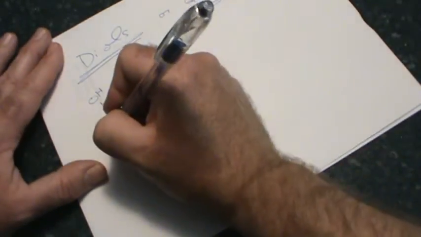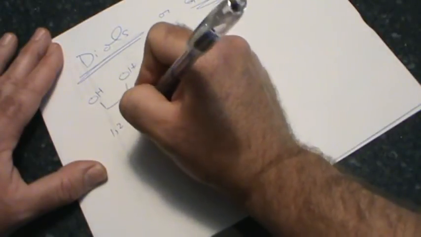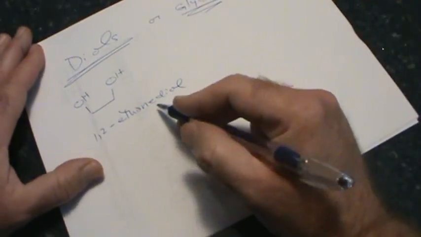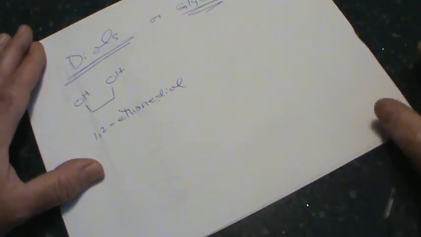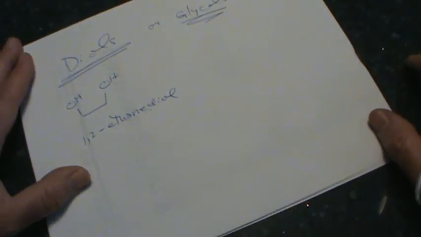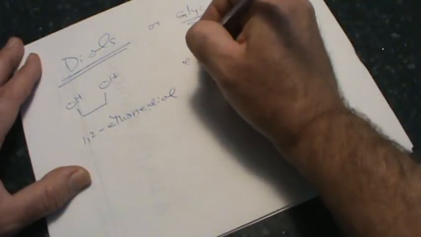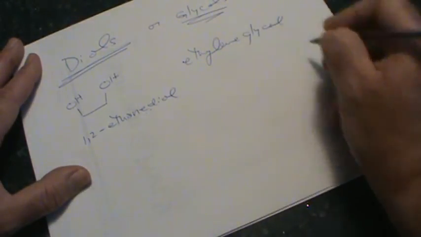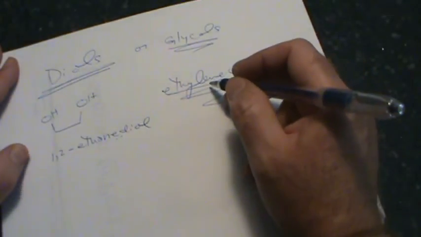So you could just call this 1,2 ethane diol. Notice that with diols we do keep the E of the alkane and we just add diol. 1,2 ethane diol. But the truth of the matter is, this is more commonly referred to as ethylene glycol. That is a historic name, a trivial name which predates IUPAC nomenclature. It doesn't even make sense, to be honest.